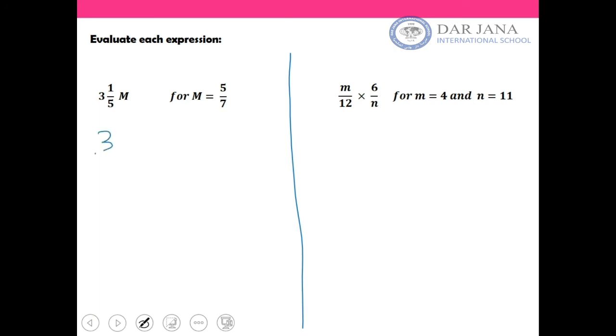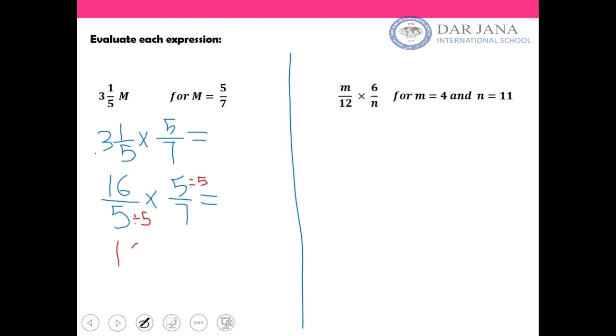So I'm going to write 3 1 over 5 times 5 over 7. After I substitute properly, I follow the rules. So I need to change the mixed number into an improper fraction. 5 times 3, 15, plus 1 is going to be 16 over 5 times 5 over 7. I simplify if possible. Yes, it is possible. So I simplify here by 5 by 5. I rewrite, it's going to be 16 over 1 times 1 over 7.